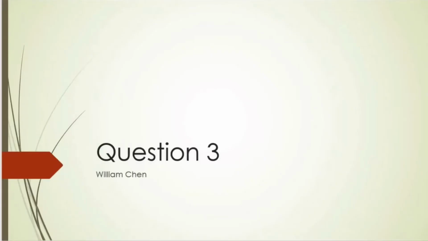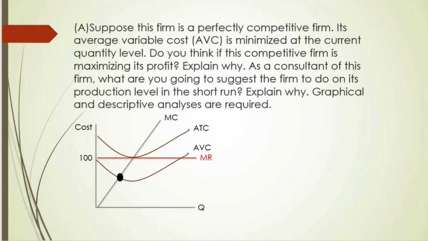Okay, so I'm going to talk about question 3. Suppose the firm is a perfectly competitive firm. Its average variable cost is minimized at the current quantity level. Do you think this competitive firm is maximizing its profit? Explain why.